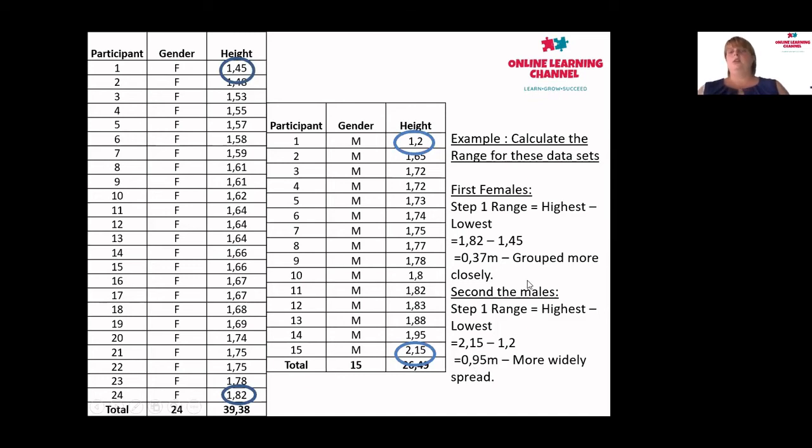In other words, the females are grouped more closely. Their height doesn't vary that much. The height varies within 30 centimeters. Whereas the males, the boys, they tend to have a more widely spread because it's a meter between the shortest guy and the tallest guy. A meter is quite a big difference in height. So this is a very good example of this is grouped closely together and this is grouped more widely spread between the heights.